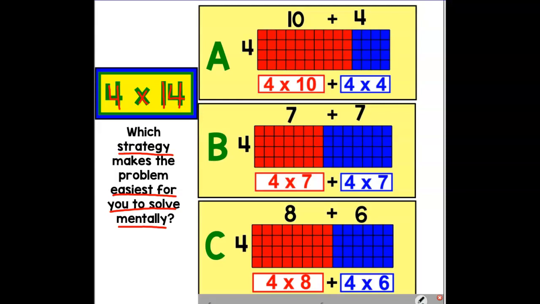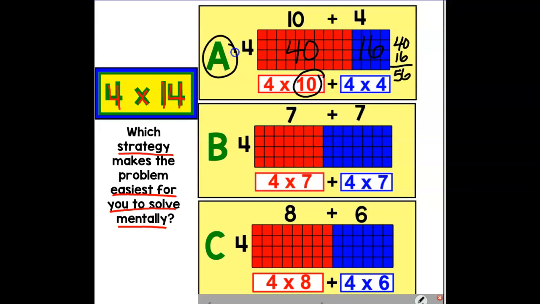Okay, so there isn't one right answer. Again, it's which one works best for you. I would probably choose A for myself because I like multiplying things by 10. That's easy. 4 times 10 is a super easy problem. I can get 40, and I know that right away. And then I can do 4 times 4, and I know that's 16.